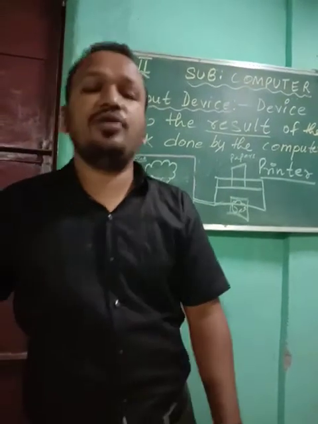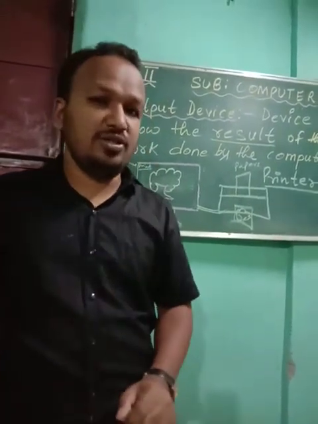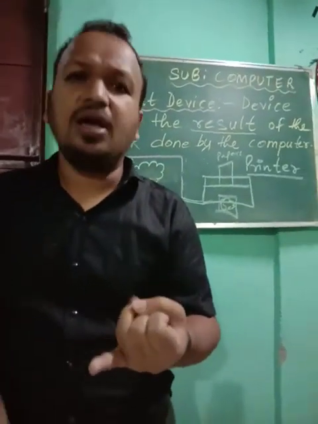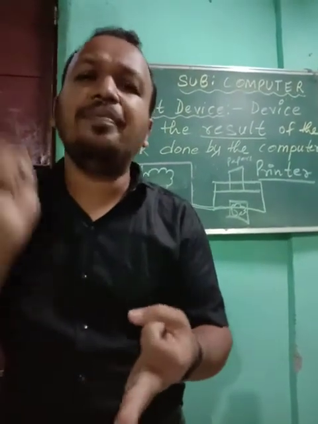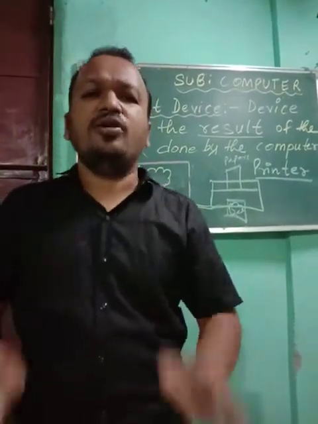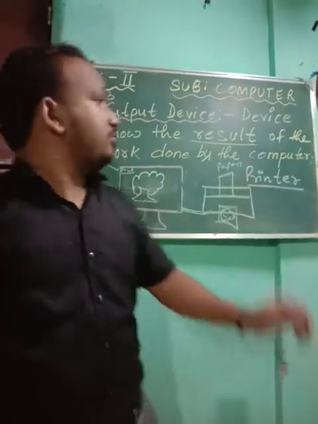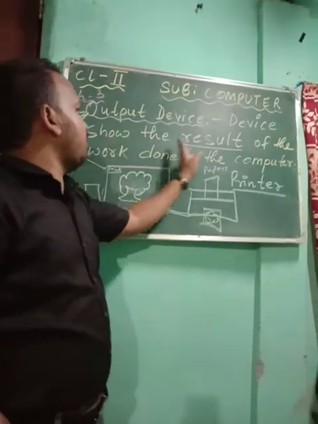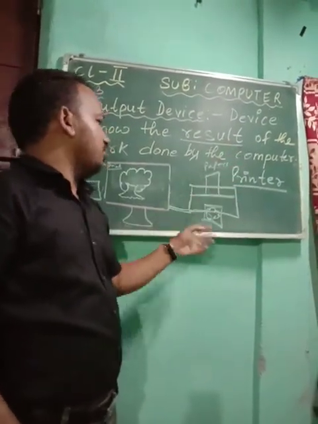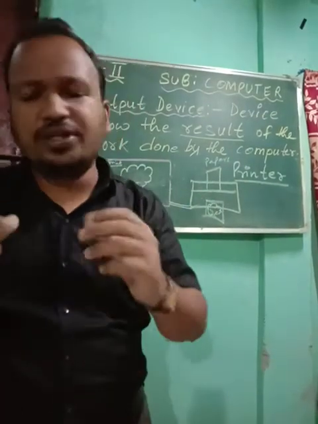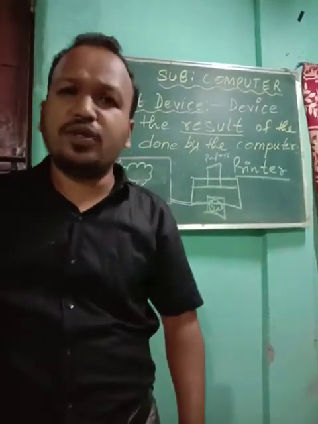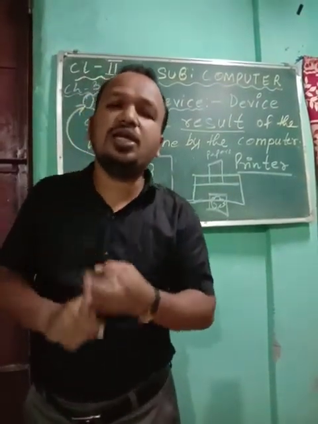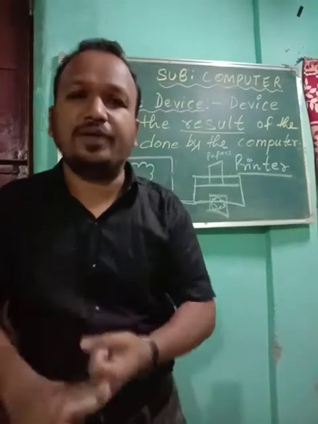Today we have learned about output devices. So what are the output devices? Once more: monitor, speaker and printer. These three are output devices of a computer. What is an output device? A device that shows the result of the work done by the computer. Printer is giving you the result, monitor is giving you the result, speaker is giving you the result. So monitor, speaker and printer are examples of output devices.